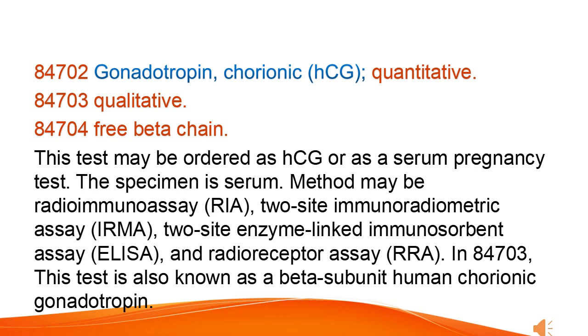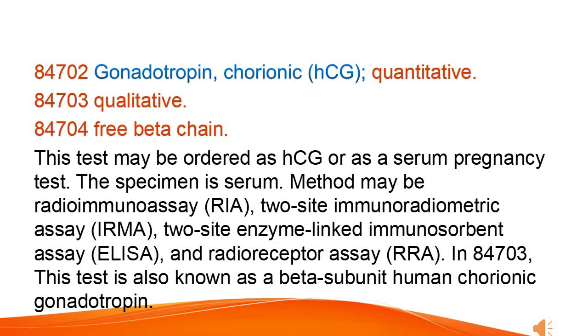Gonadotropin, chorionic, HCG, quantitative. Qualitative. Free beta chain. This test may be ordered as HCG or as a serum pregnancy test. The specimen is serum. Method may be radioimmunoassay, RIA, two-site immunoradiometric assay, IRMA, two-site enzyme-linked immunosorbent assay, ELISA, and radioreceptor assay, RRA.